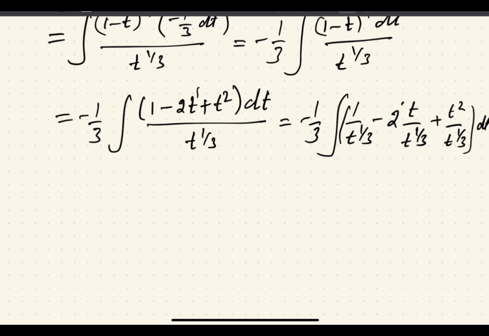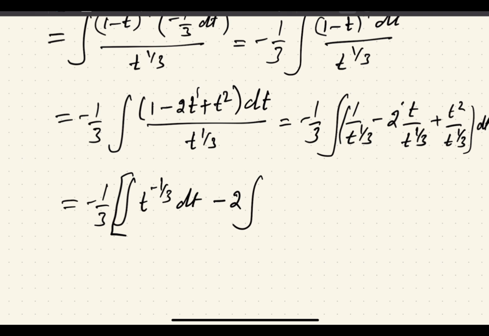And this will be equal to, one more step I will do. This will be t to the power minus 1 over 3 dt, and this is outside, don't forget to put a big bracket, 2 minus 1 over 3, that will be 2 over 3.